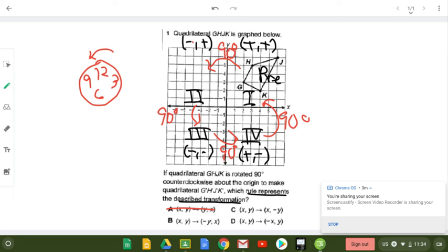Now, it says that the first sign is going to change. I know we're looking from right to left, because I'm going counterclockwise. The first coordinate is going to change right there. Because I know that, I'm also going to eliminate C, because C does not have the first coordinate negative. So now I'm left between B and D.